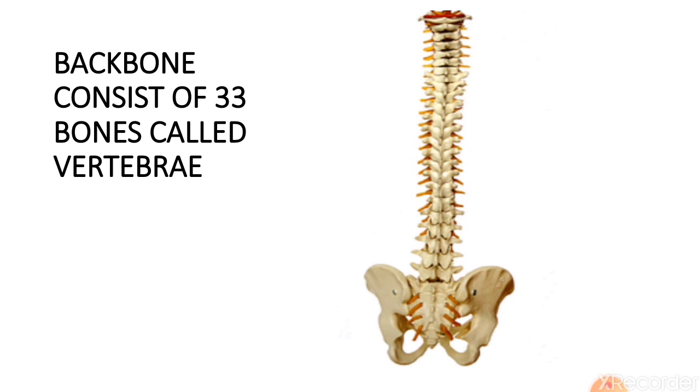What is the function of this backbone? It protects our spinal cord. It also helps to do flexible movement. It helps us to bend. Without it, it is not possible to bend. So it is very important. It provides support and balance to maintain an upright posture. So many functions are there of this backbone and it is very important and it is made up of 33 bones.